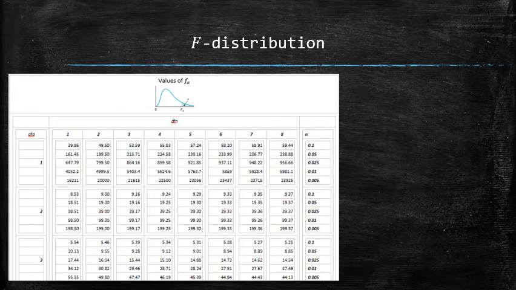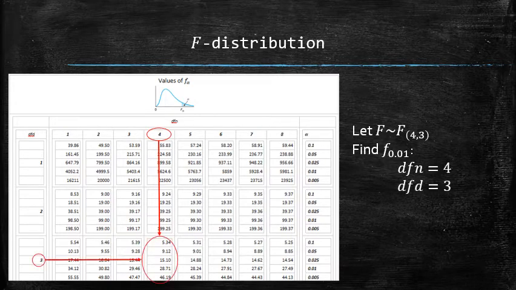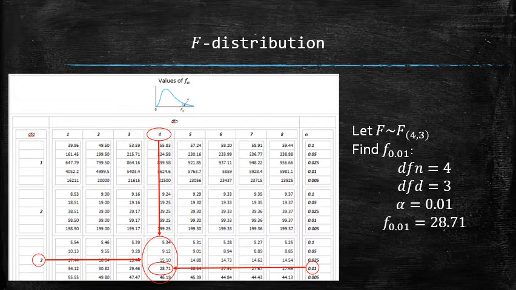Let's do another example. Let f be a random variable that has F distribution with 4 and 3 degrees of freedom. And let's find f sub 0.01. We need to identify the degrees of freedom, which are 4 and 3, and alpha, which is 0.01. Then we'll look for the value in the intersection, which is our desired f sub 0.01.